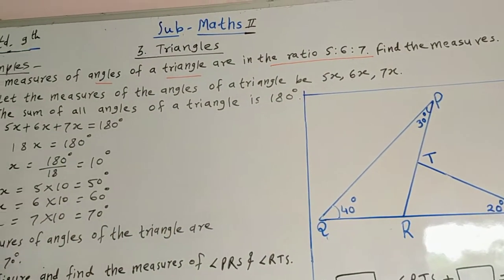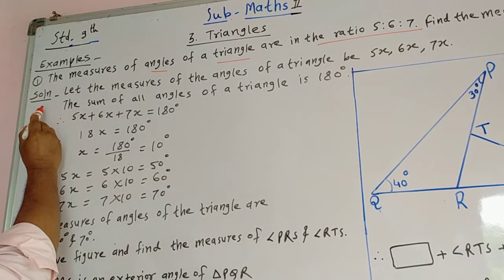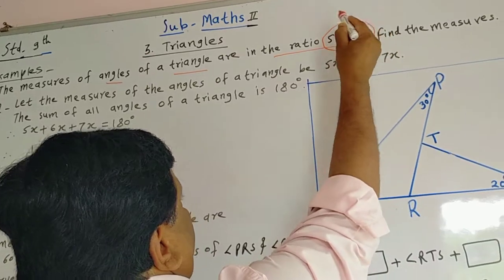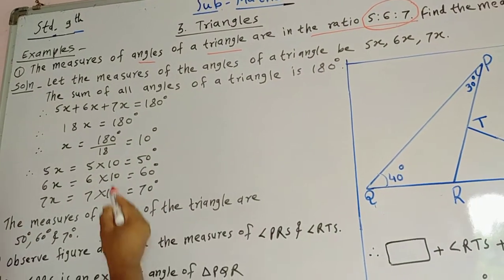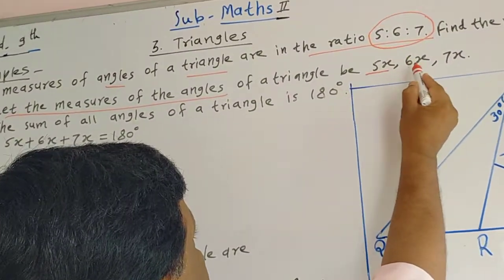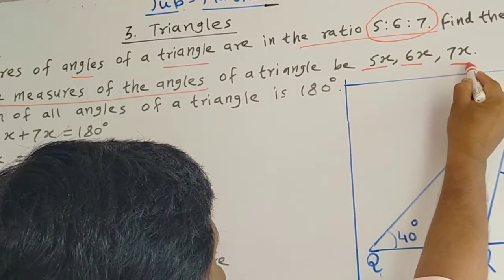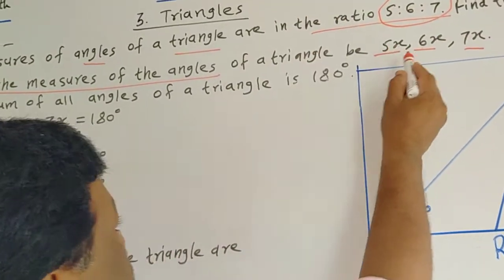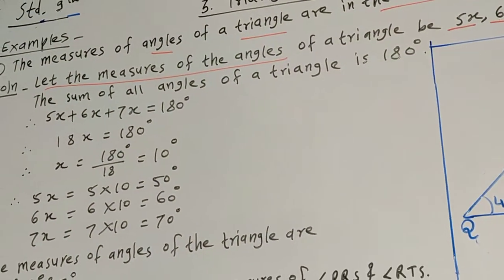Now the first example: the measures of angles of a triangle are in the ratio 5:6:7, then find their measures. Now solution, by using this ratio we have to suppose their measures. So let the measures of the angles of a triangle be 5x, 6x and 7x. Use common multiple x with this ratio, then we will get their measures.